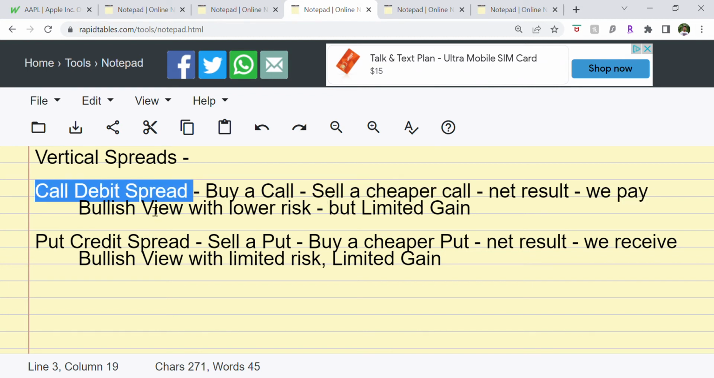Now, when do we trade this? We trade this when we have a bullish view with lower risk. You can understand that if you had to buy a Tesla call, you would have to pay 40 into 100, that will be $4,000. Instead of that you are doing a spread, so you are just paying $200, because you sold something for 38. But the gain is limited.